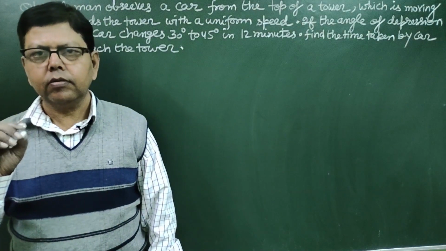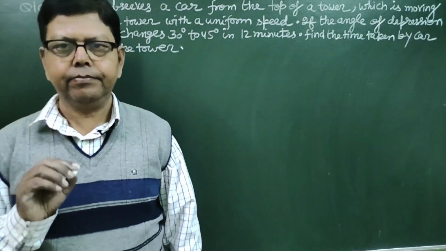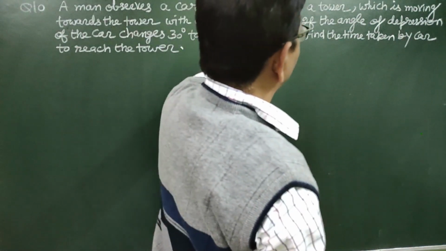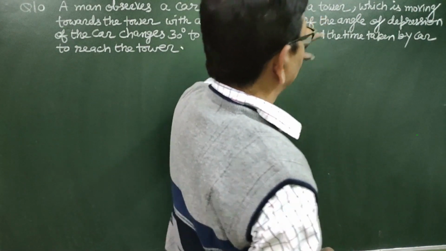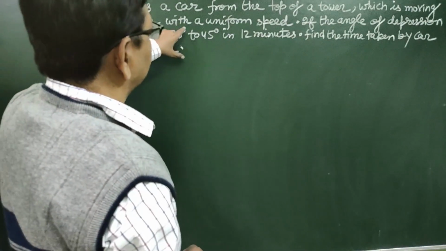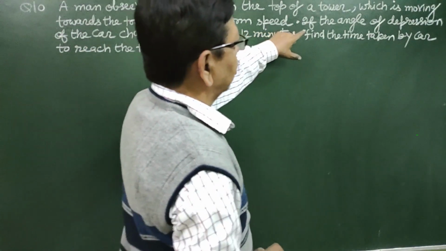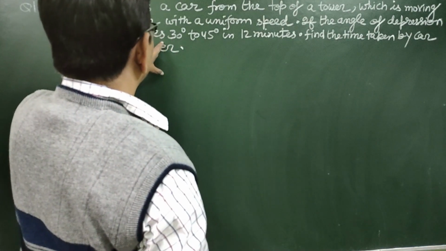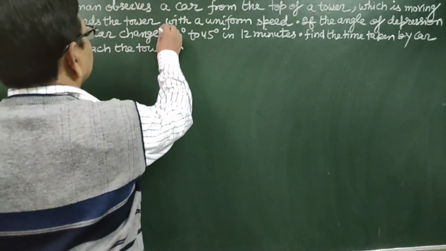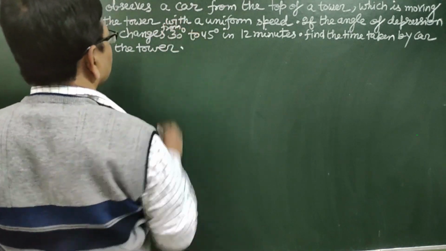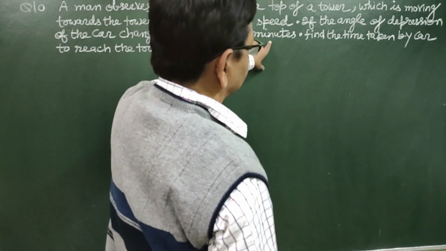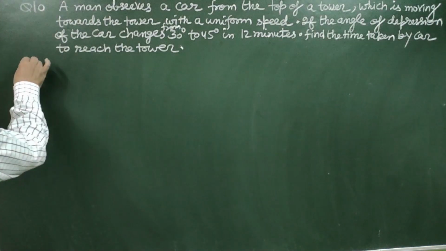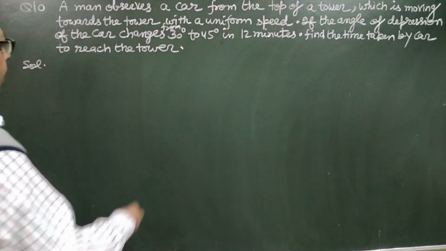Next question, number 10. A man observes a car from the top of a tower which is moving towards the tower with a uniform speed. If the angle of depression of the car changes from 30 degree to 45 degree in 12 minutes, find the time taken by the car to reach the tower. So first let us draw the diagram.